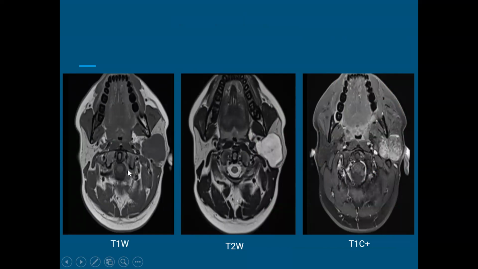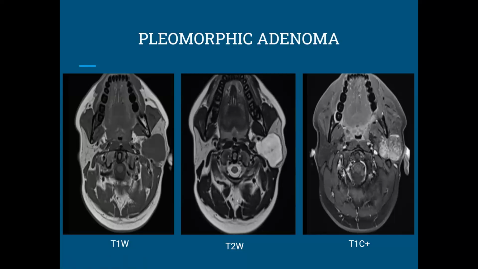These are the axial MR images, T1, T2 and T1 post contrast image. We can see a lobulated SOL in the left parotid gland, which is involving the superficial as well as the deep lobe of the left parotid gland, and it is isointense on T1 weighted image. It's hyperintense on T2, and it shows heterogeneous post contrast enhancement. So looking at all these images, this is a typical case of pleomorphic adenoma involving the left parotid gland.